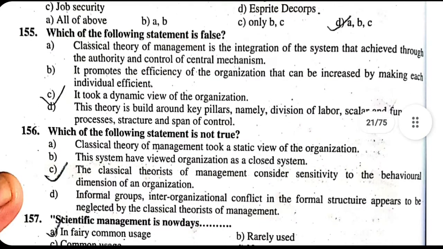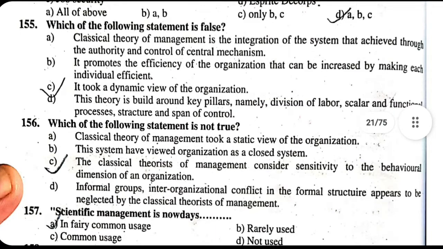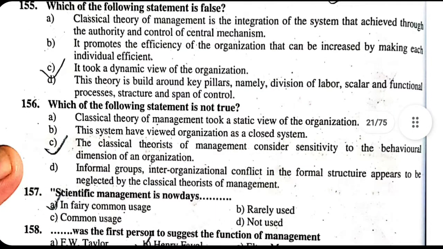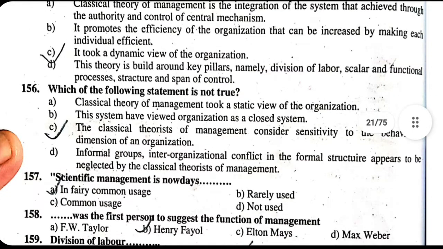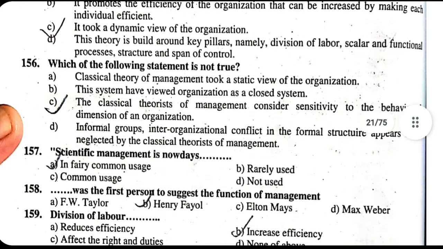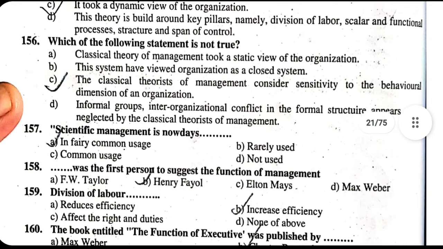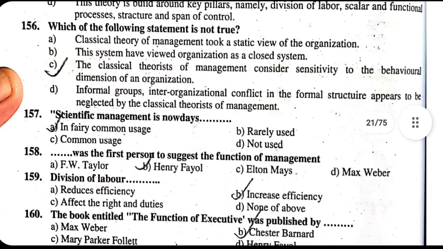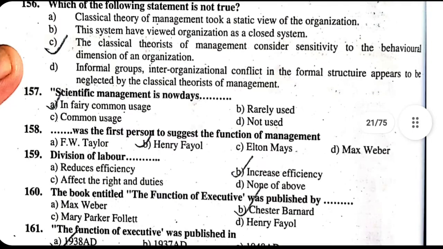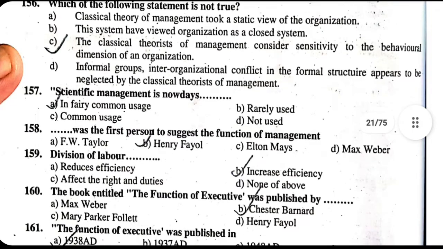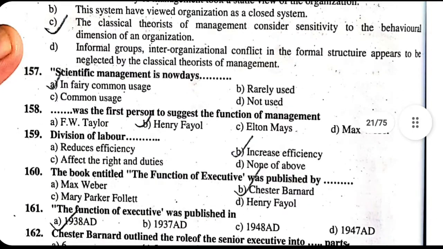157. Scientific management is nowadays in very common usage. 158. Who was the first person to suggest the function of management? Henry Fayol. The division of labor increases efficiency. Book entitled Function of Executive was published by Chester Barnard. The Function of Executive was published in 1938 AD.